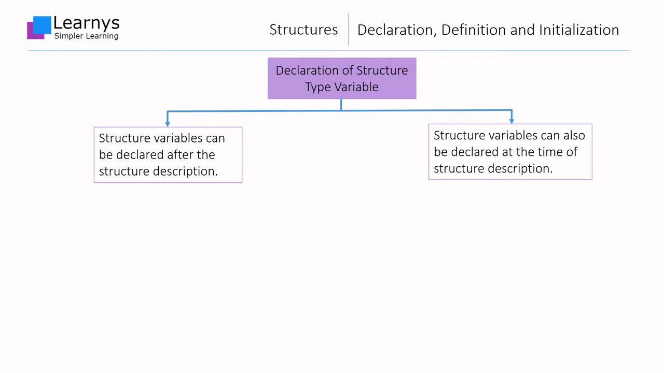The first style is similar to the declaration of a variable of built-in type, whereas the second style is applicable to the declaration of structure type variables only. Let us discuss them one by one. The instances of the newly described data type can be created in the usual way, except for a minor change.